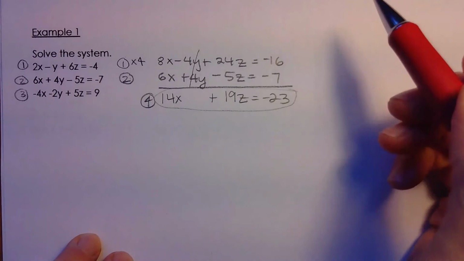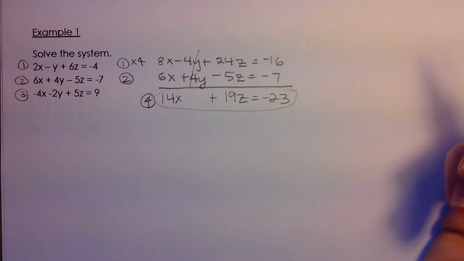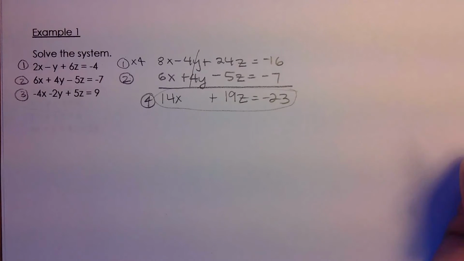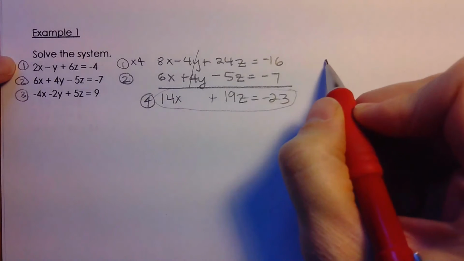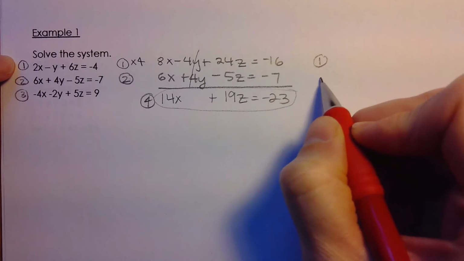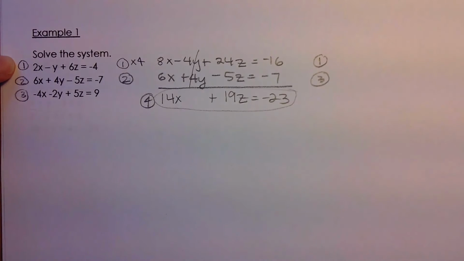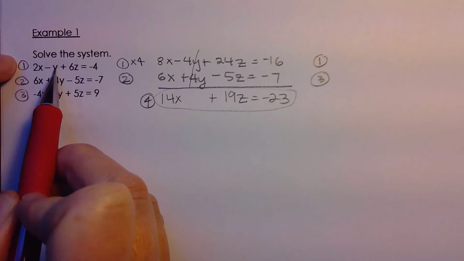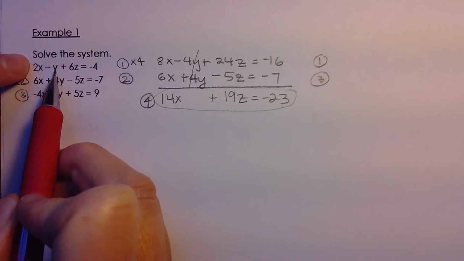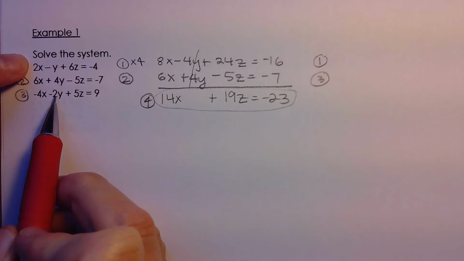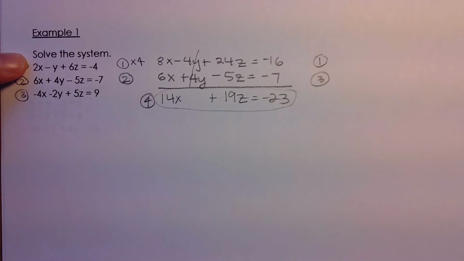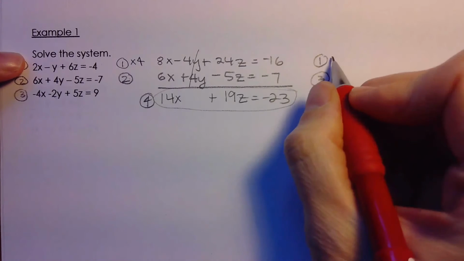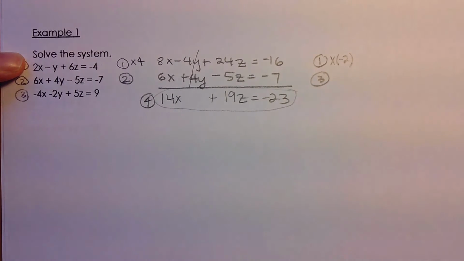Okay, now I'm still not done with my step 1. I need to go and pick another pair of equations and eliminate the y. So I would probably go back to equation 1 again with equation 3. Right, so if I look at the y's on 1 and 3, if I could make this y become a plus 2y, it would cancel with the minus 2y. So to make it become a plus 2y, I would need to times this one by a negative 2, right? Multiply the top one by a negative 2.